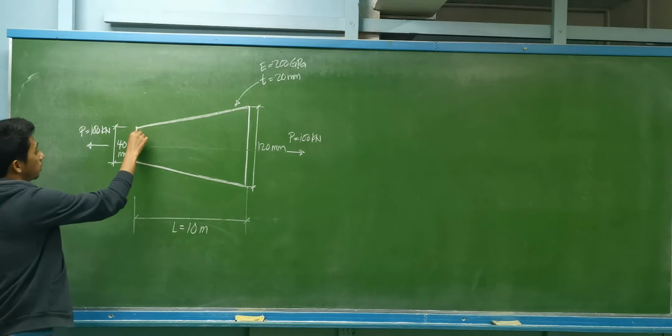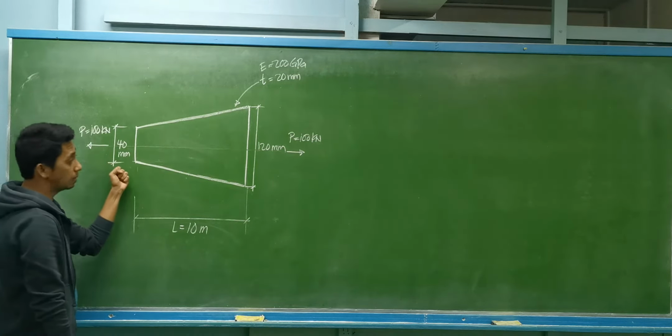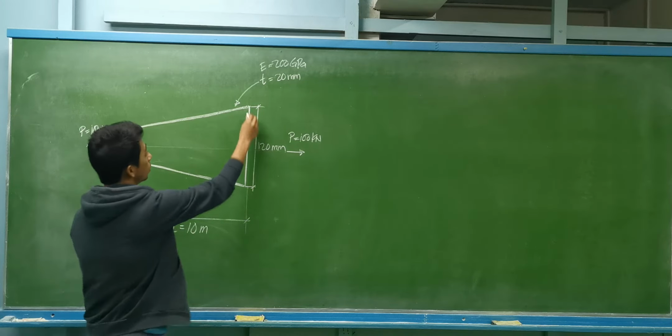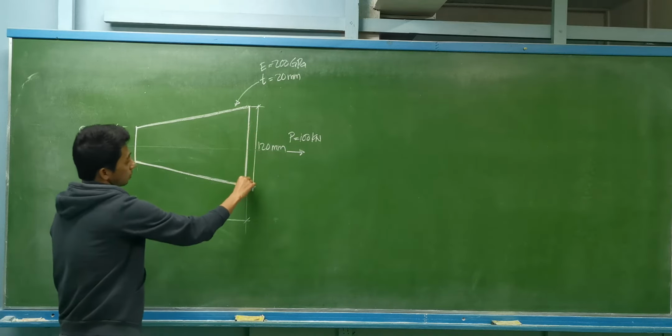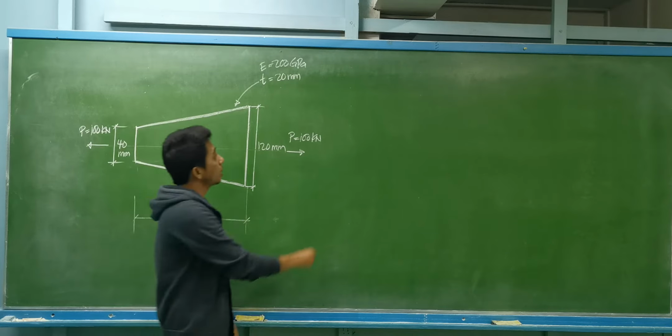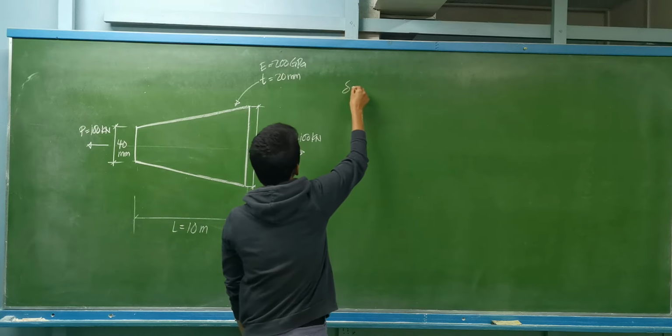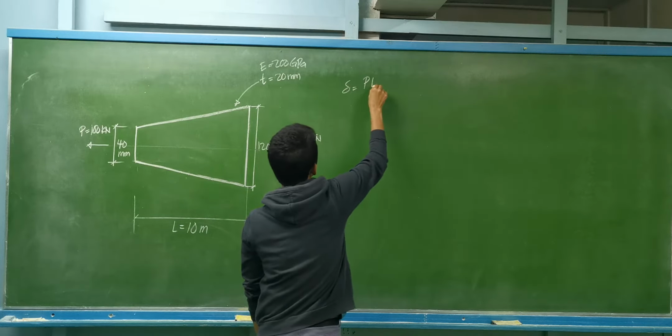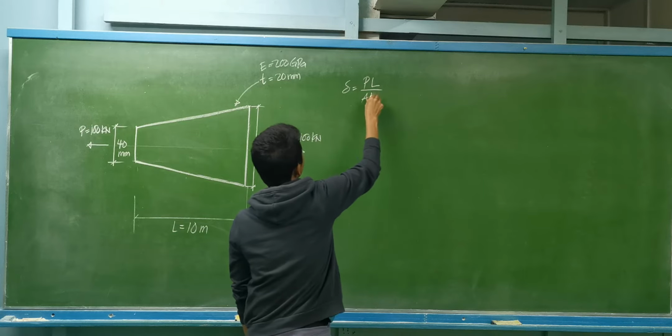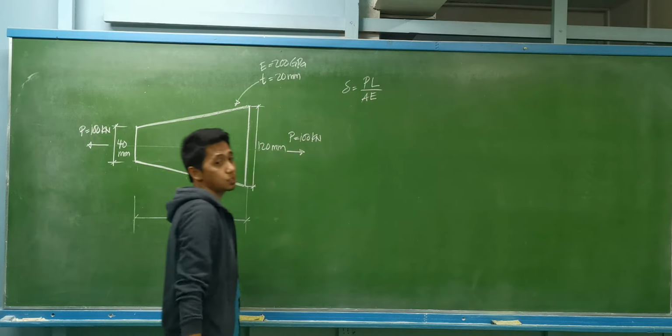So let's say the width on the left edge is about 40 millimeters. It increases to 120 millimeters on the right end. And first of all, we are to compute for the deformation. Deformation is equal to the applied force times the length divided by the area times the modulus of elasticity.